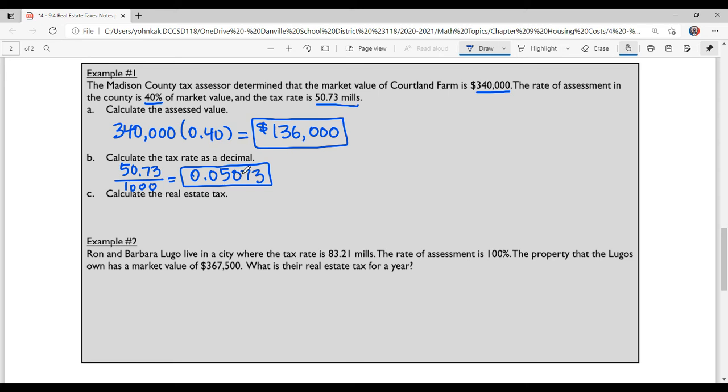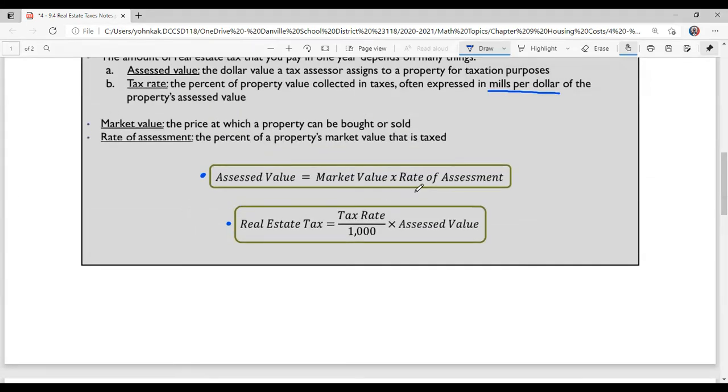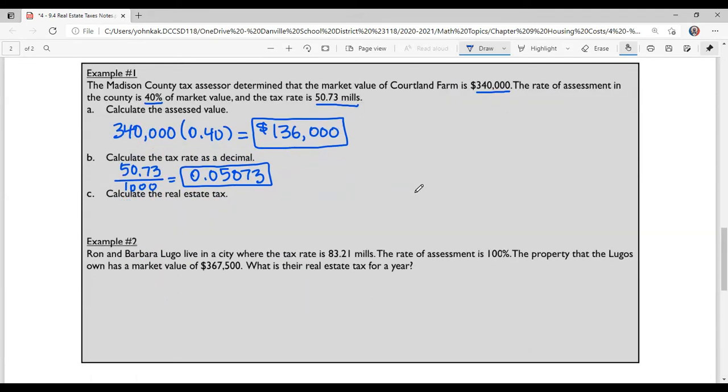That's what that means. So then to find the real estate tax for Part C, you can take the tax rate, divide by 1,000, and then multiply by the assessed value. So take the tax rate, 50.73, divide by 1,000, and then multiply by the assessed value, which we got in Part A, 136,000.